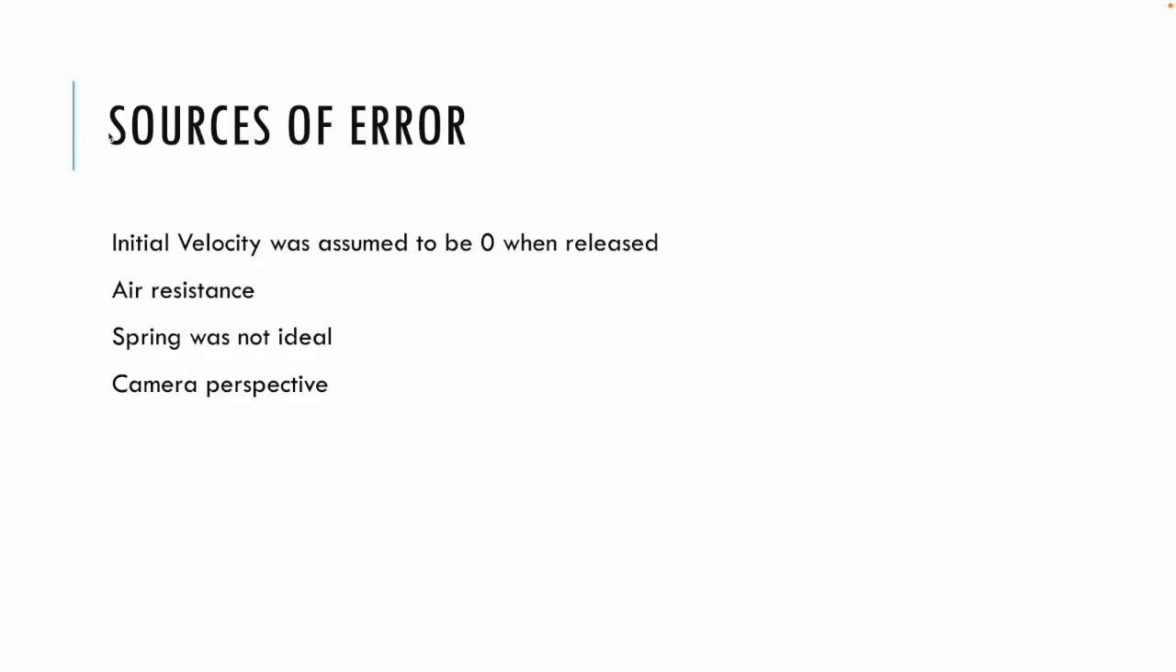Alright, so for sources of error, first we assume that the initial velocity is 0 when the weight was released. Second, we didn't account for air resistance and the force of drag. Third, the real spring was not ideal. We assumed that the spring was massless and that it would perfectly follow Hooke's law when in real life the spring isn't ideal. And lastly, the camera perspective could have messed up the tracking.